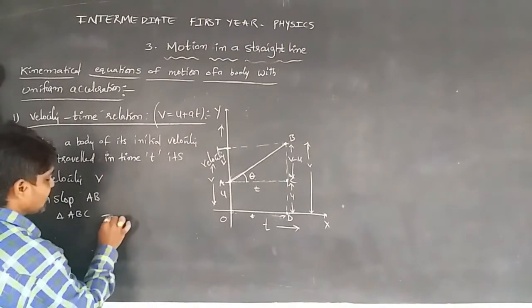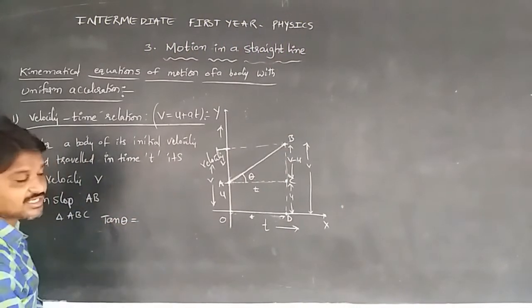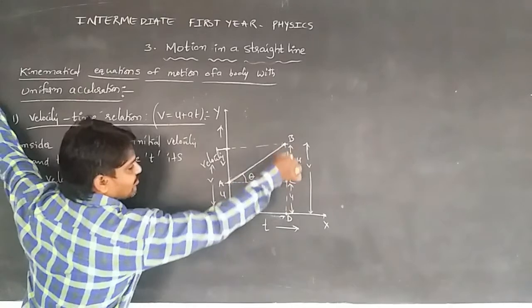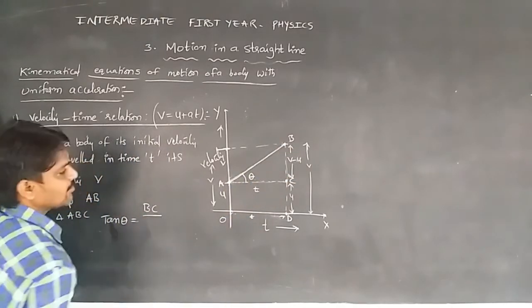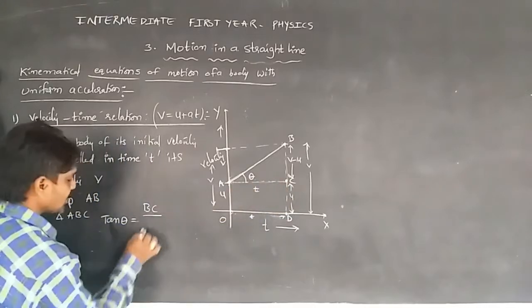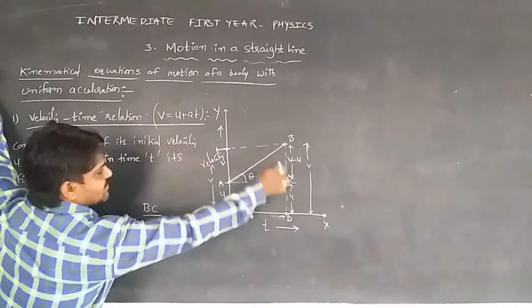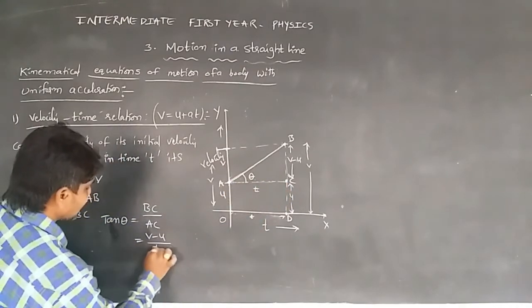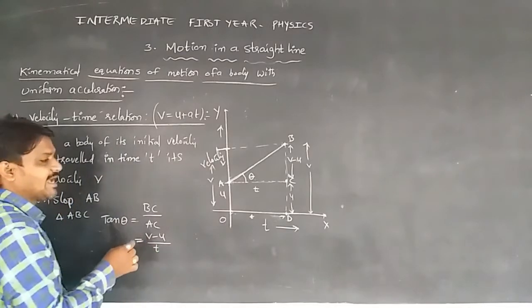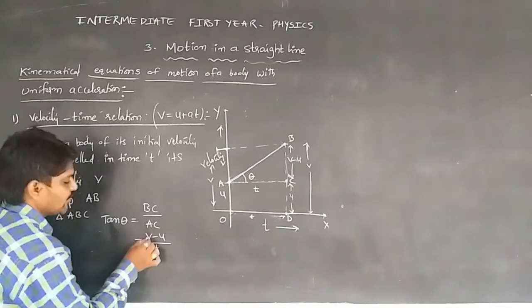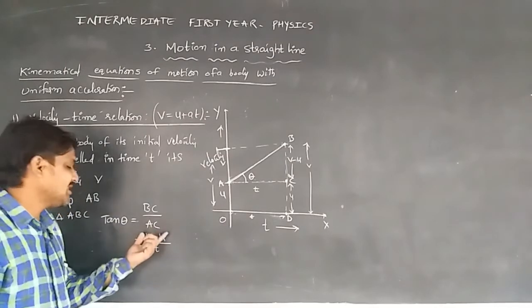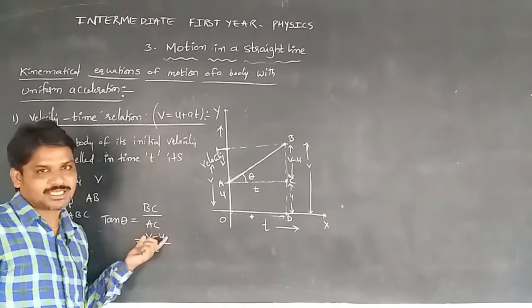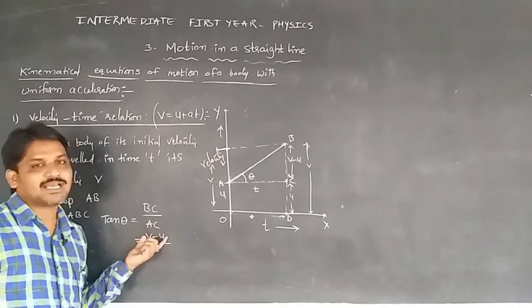So we can take tan theta is equal to opposite by adjacent. What is opposite? BC, by what is adjacent? AC. We know that BC is v minus u, and AC is t. So v minus u by t is equal to a. This is the definition of acceleration, means the rate of change of velocity, the change in velocity with time.